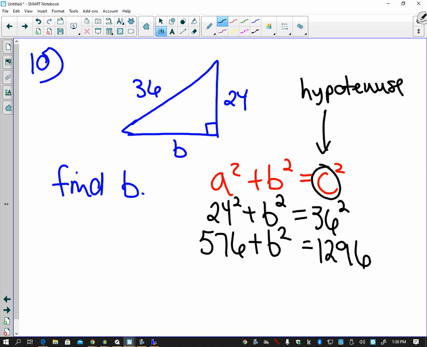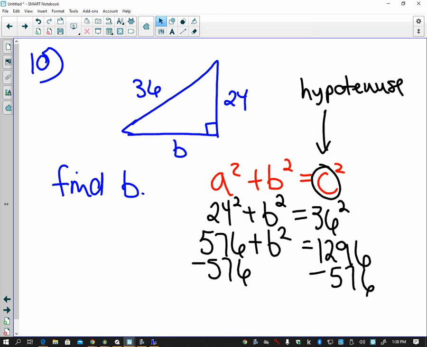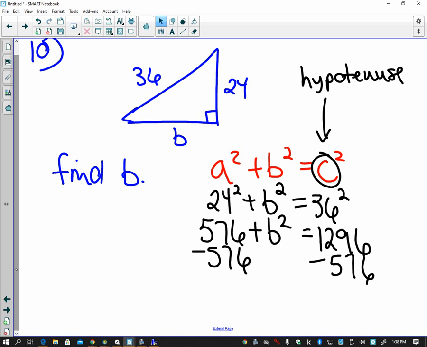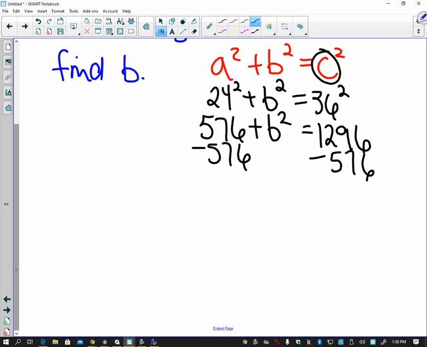What do you do now? Very good. Subtract 576. Okay. So we got b squared equals 1296 minus 576. 720. Okay. And finally, we would square root. This one probably isn't going to come out to a nice, neat square root.